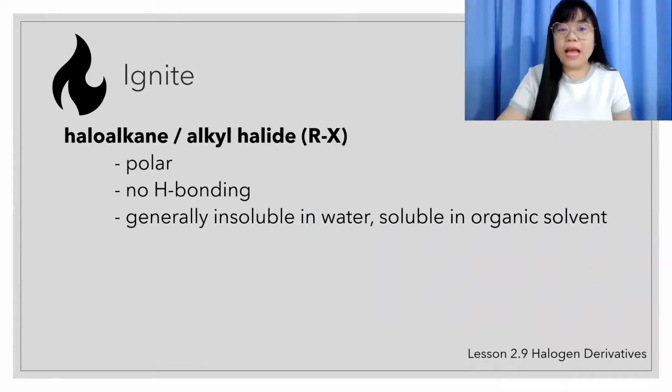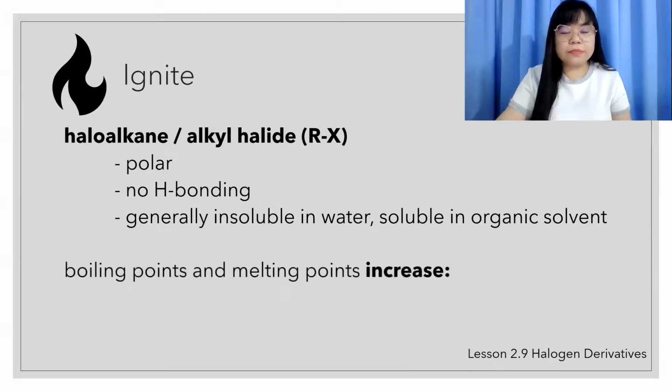So a haloalkane or an alkyl halide has the formula RX, where R is the hydrocarbon part of the structure and X is the halogen. So it is expected that the RX molecule is polar, or at least the C-X part of the structure is polar, and it does not exhibit hydrogen bonding unless, of course, there are other functional groups capable of producing hydrogen bonding in the structure. And also, they're generally insoluble in water and soluble in organic solvents.